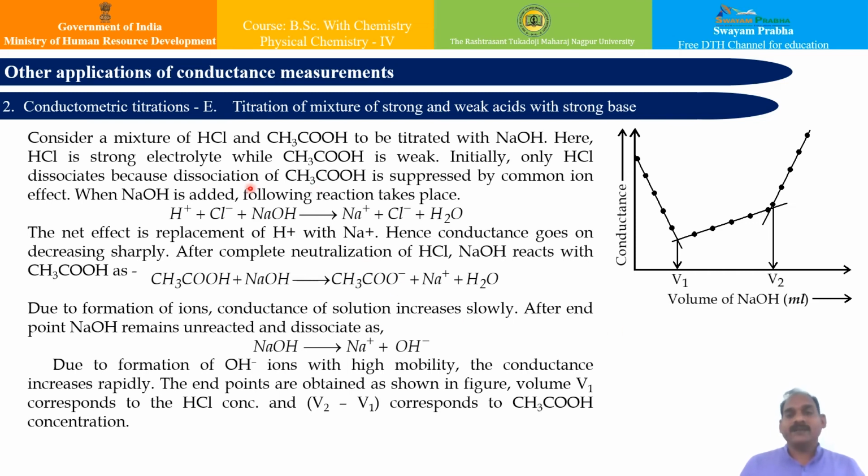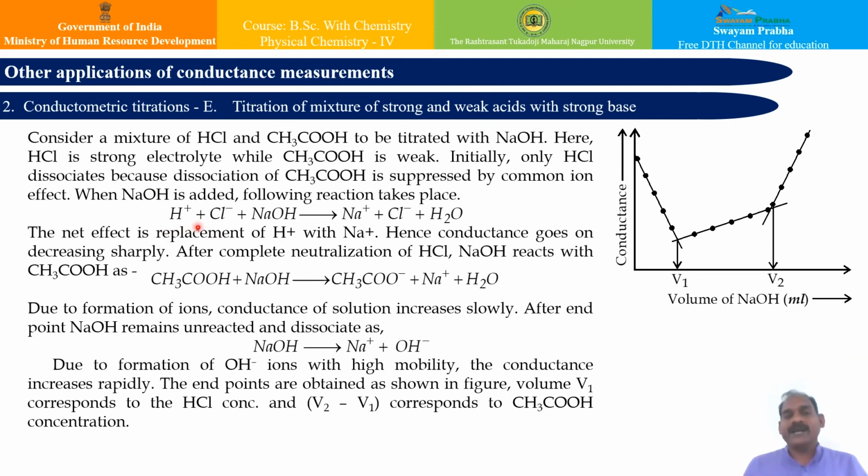Apart from that, the next type of titration is the titration of a mixture of strong and weak acid with a strong base. This is the interesting case. If we mix a strong acid and a weak acid and titrate with a strong base, how can we observe two different end points? Consider the mixture of hydrochloric acid and acetic acid to be titrated with NaOH. Here HCl is a strong acid while acetic acid is a weak acid. Initially only HCl is dissociated in solution, because the dissociation of acetic acid is suppressed by the common ion effect.